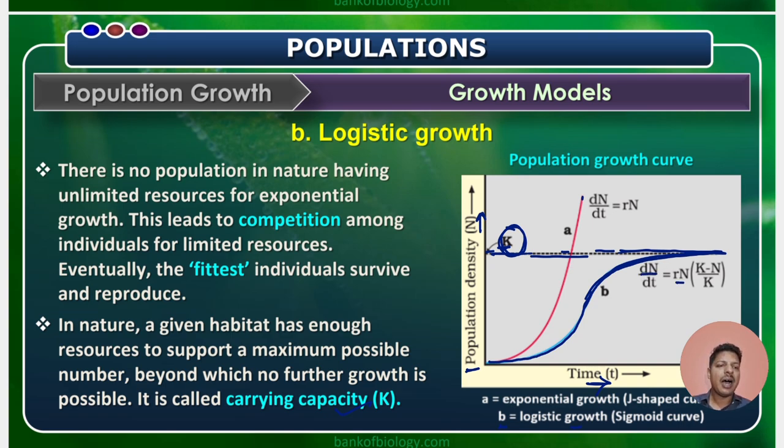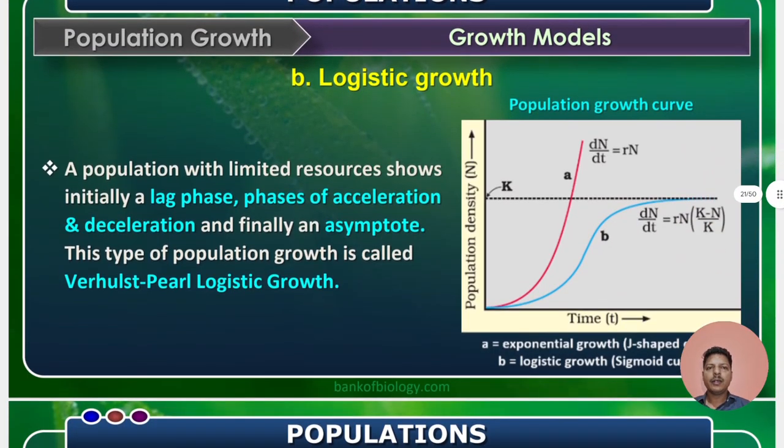Here dN/dt equals rN (K minus N)/K. It is the logistic growth or sigmoid curve shown. Next, logistic growth. A population with limited resources shows initially a lag phase. Here in logistic growth, what you see, this growth period is called the lag phase. Then comes the phase of acceleration. Then this phase is called deceleration. And finally an asymptote. Asymptote means it then goes along the K line only, because K is the carrying capacity.